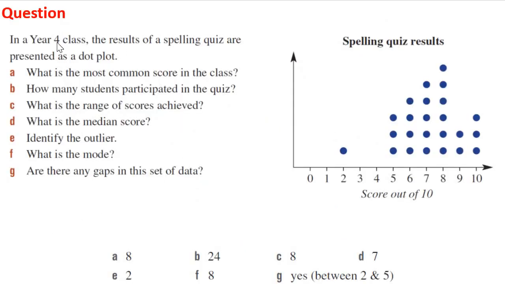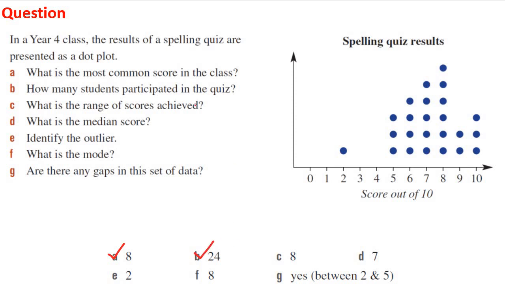Now this is the next question. In a year 4 class, the results of a spelling quiz are presented as a dot plot. What is the most common score? For the most common score, you have to find the highest column, which is 8. See, I have also given the answer over here. Next, how many students participated in the quiz? You just count the total number of dots and you will see that it is 24.